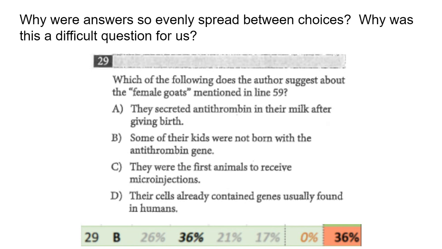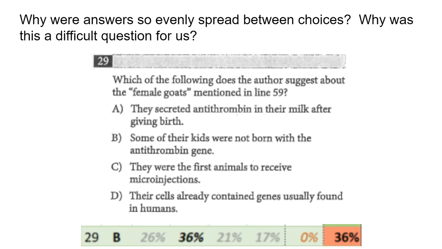Question 29, 36% of students got this correct. Which of the following does the author suggest about the female goats mentioned in line 59? This one can be tricky because you have to use not just information in line 59, but information from around the term female goats to identify what the author is suggesting about it. So although it may take you to line 59, you have to understand the whole context of the passage to answer this question. The correct answer is B.